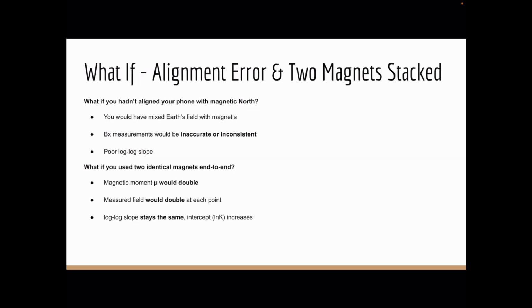If I hadn't aligned the phone to magnetic north, the Earth's magnetic field would have interfered with the X component readings. This would make the results inaccurate or inconsistent, and my plot of ln Bx versus ln r wouldn't have produced a clean line. If I repeated this experiment using two identical magnets stuck end to end, the magnetic moment would double. Since the dipole field is directly proportional to the magnetic moment, I'd expect all of my measured field values to double while the distance dependence n would remain unchanged.